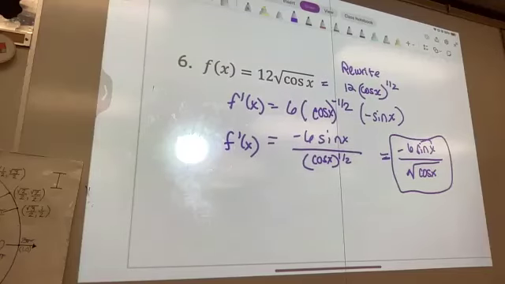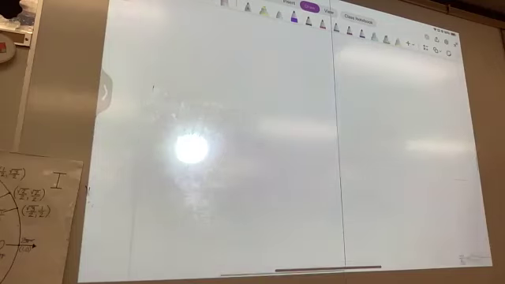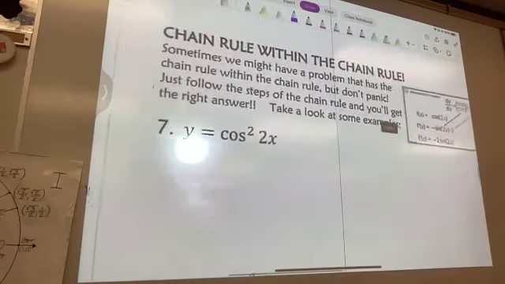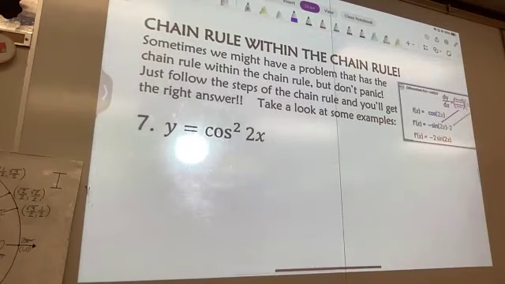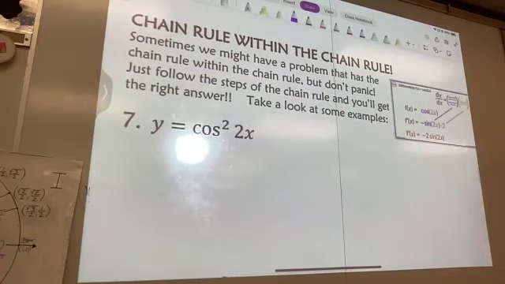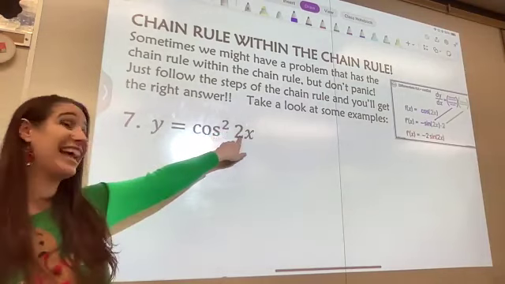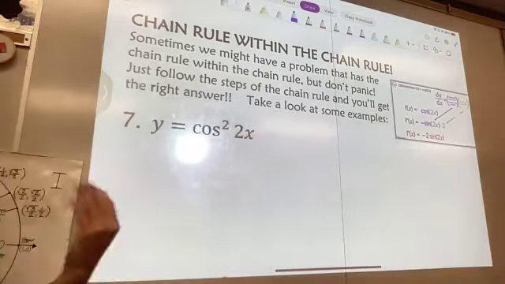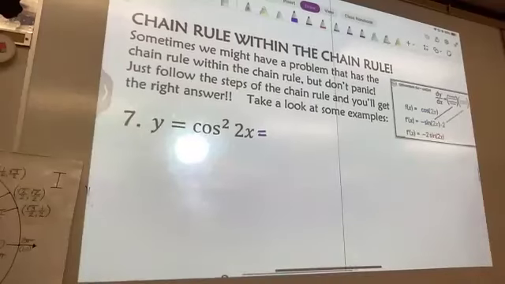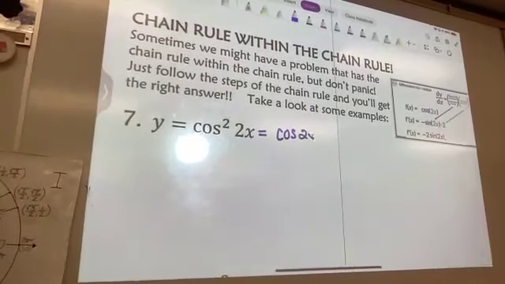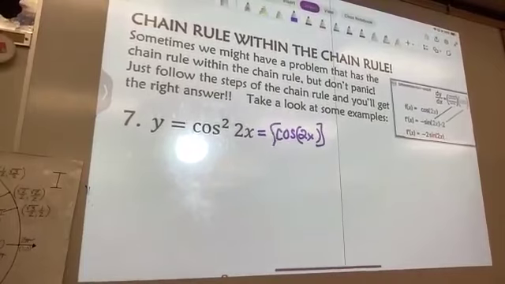Are you ready to kick it up a notch? Okay, here we go. Chain rule within the chain rule. So notice the problems I gave you that we just did, I stuck to cosine x, tangent x, right? But look at what I'm doing here. It's raised to a power and it has a quantity. So first let's rewrite it. It becomes the cosine of 2x, raised, or it's squared, right? Raised to the second power.